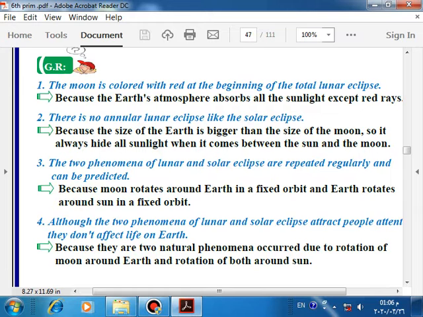There is an annular solar eclipse, but there is no annular lunar eclipse because the size of the Earth is bigger than the size of the moon. The Earth's size is big and the moon is small. So the Earth hides all the sunlight from reaching the moon.